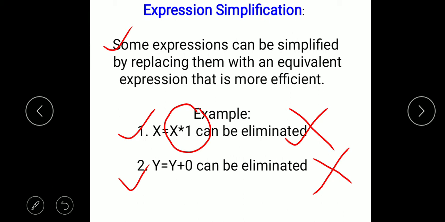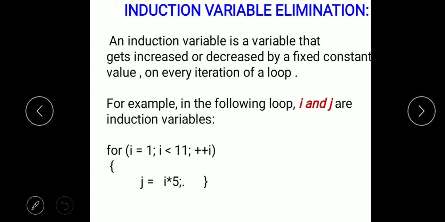Compiler can eliminate expressions that are not having any significant meaning in target code, like statement number 1, statement number 2. Okay, let's see the next code optimization technique, that is the induction variable. It is very important because it is also asked in competitive exams. So first of all, what is the induction variable?